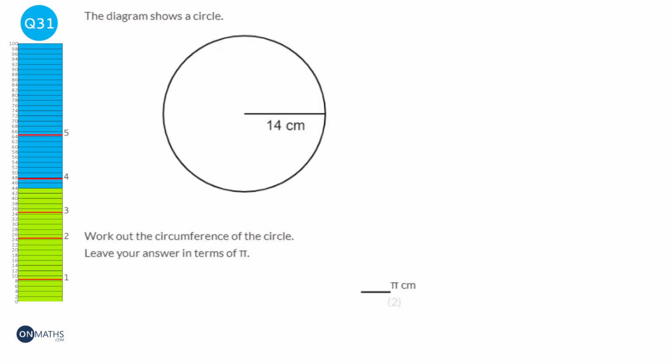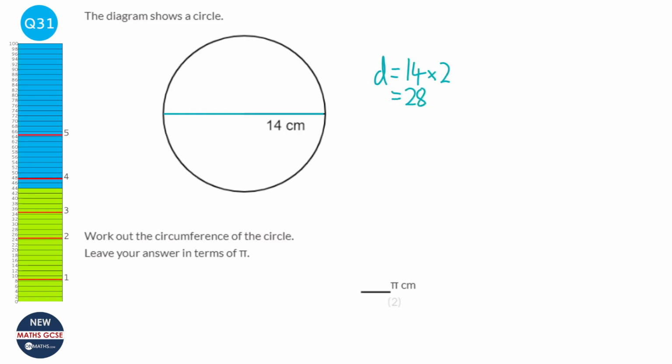To work out the circumference, we need to first of all work out what the diameter of this is. And to do that, we just draw a line across the circle, and we can see the diameter is twice as big as the radius. So the diameter is going to be the radius times 2, which is 28.